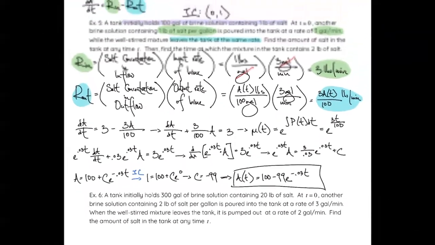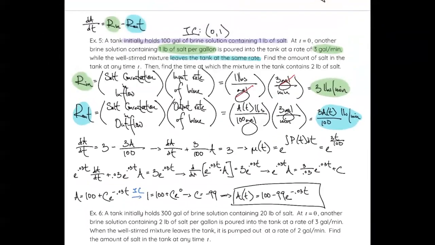Let's get that all on one screen for you. This answers the first part: find the amount of salt at any time t. Now the next part says find the time at which the mixture in the tank contains 2 pounds of salt. So they're telling us that A of t is 2, and they want us to solve for little t.